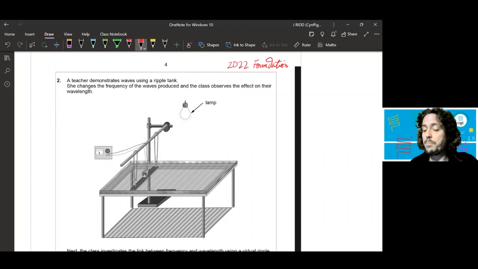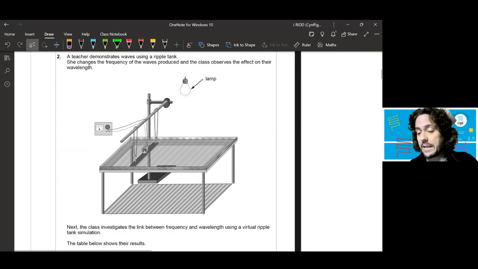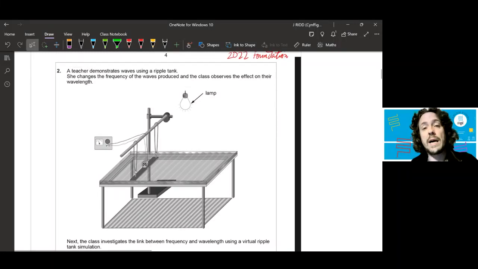Thank you, Jane. As was mentioned, this is the 2022 foundation paper for Year 10 Physics, Unit 1. I was covering the waves content, or the features of waves, to give it its proper title. I'm going to look at question 2 now in this paper, which relates to that content.